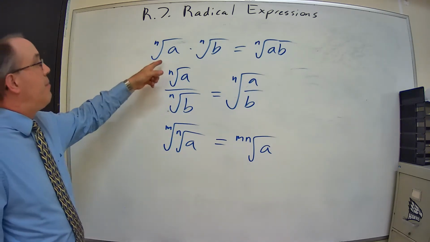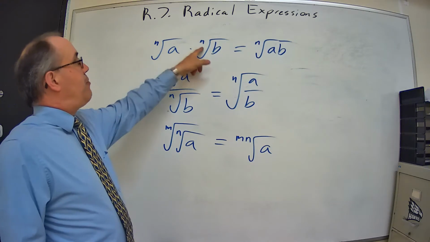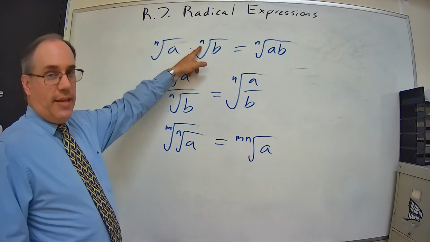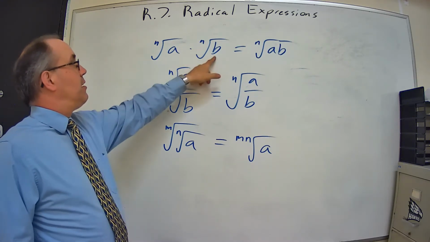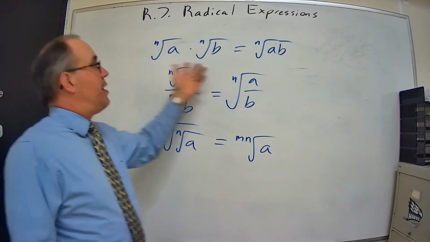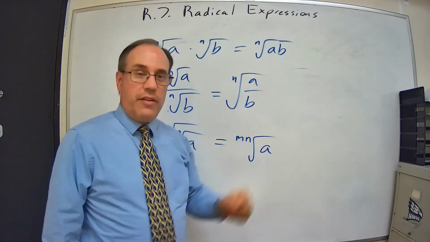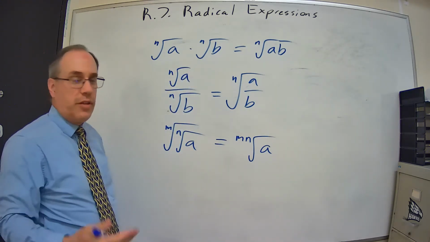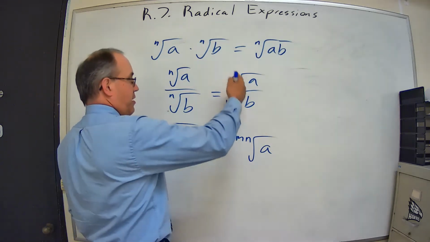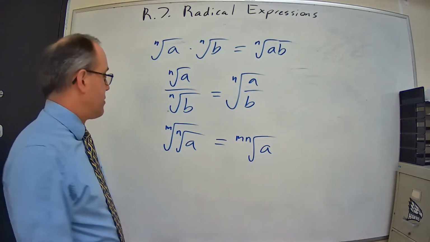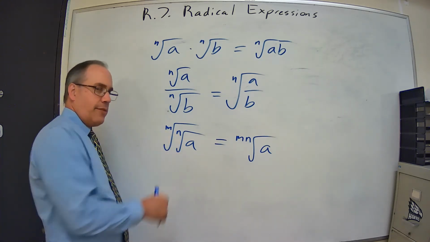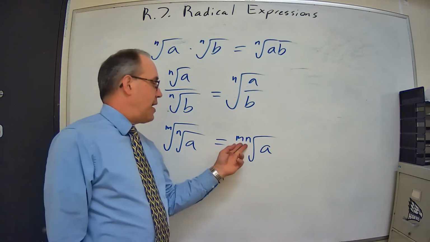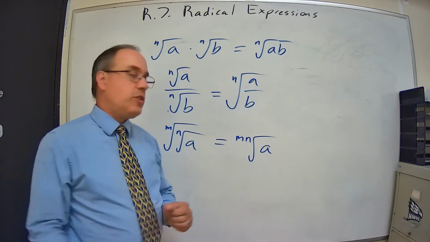So just to refresh again, if we have the same index for a product, then we can multiply and hold that index. If we have the same index for a quotient, then we can put it all together under that same index. And if we raise a power to a power, raise an index to an index, then we multiply those indices. So let's play with these a little bit.